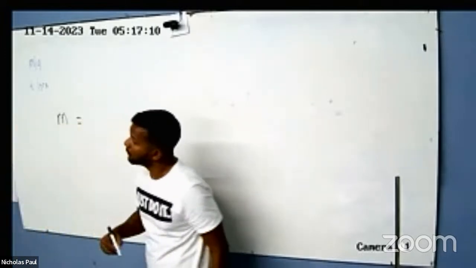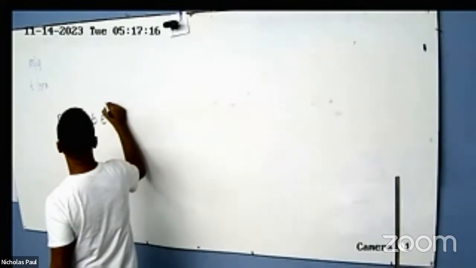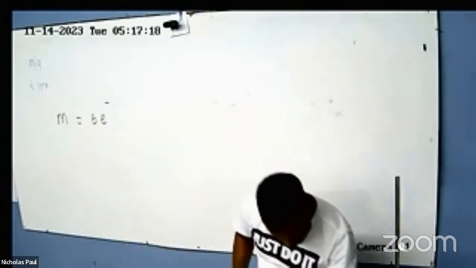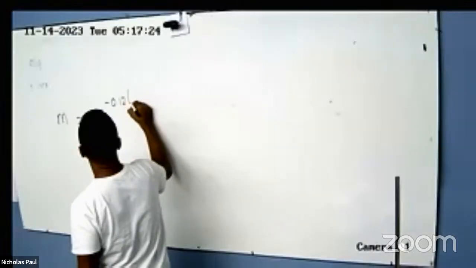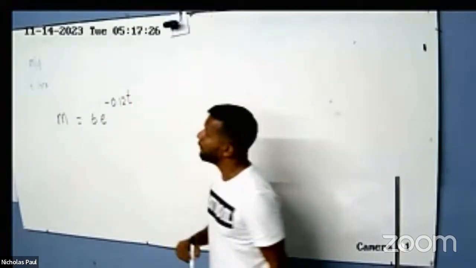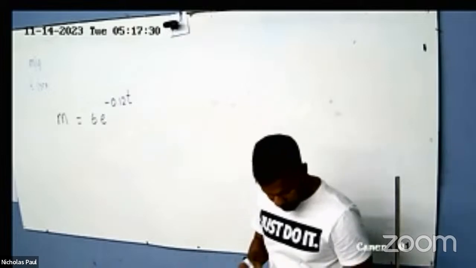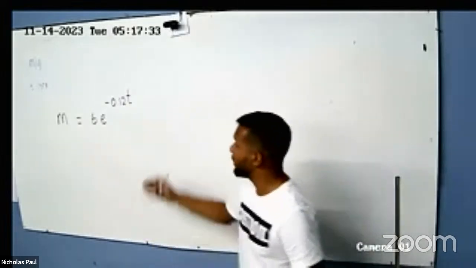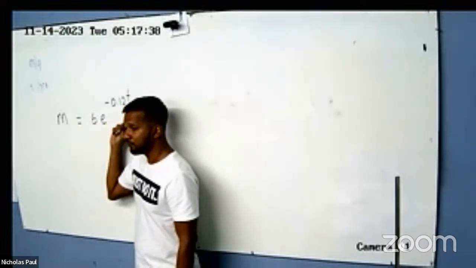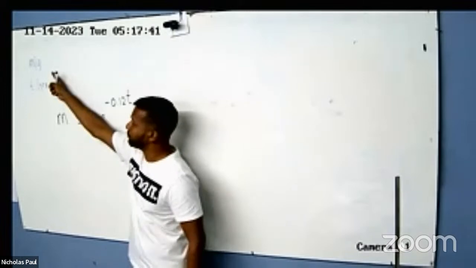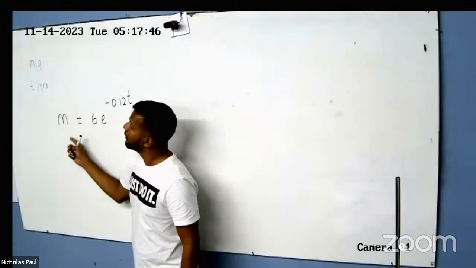M is equal to 6e to the minus 0.12t. Okay, so we have this model equation here. This is used to model how mass changes with time over a few years. So I wanted to understand what it asks.